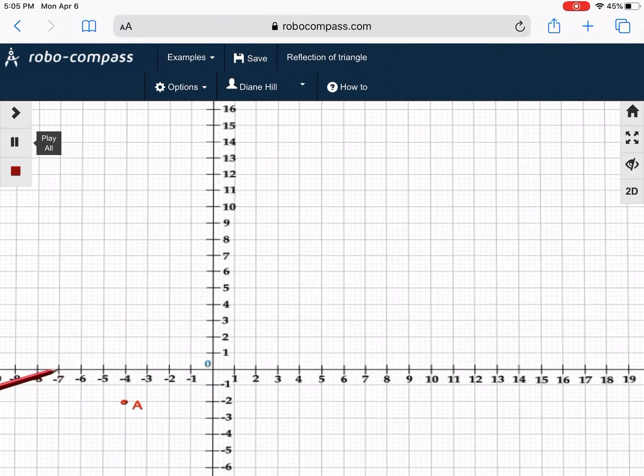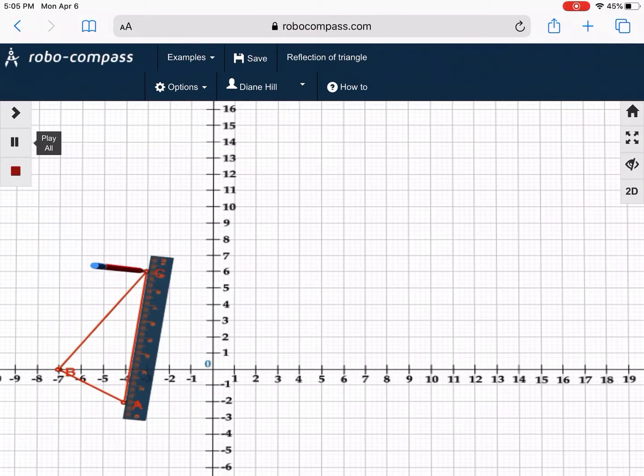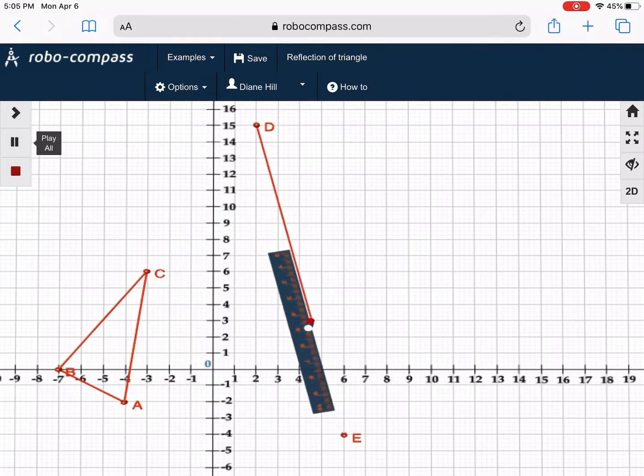Okay, so this is the Robo compass. I'm creating the triangle first, and I'll create the line of reflection, and then we'll reflect it. So here's the line we're going to use. DE is the line of reflection.